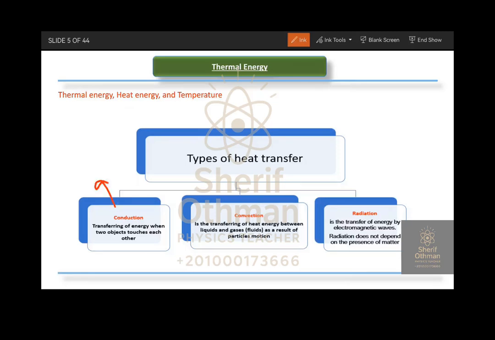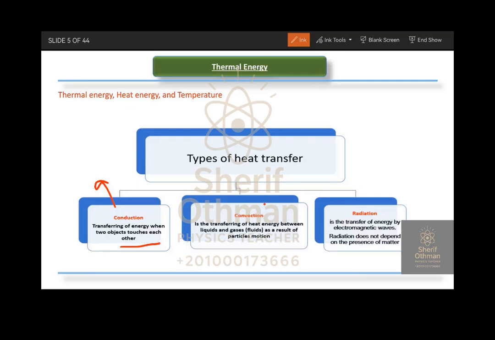Conduction is the method of transferring heat energy between two objects when they touch each other. It always happens for solids, transferring energy between solids, as solid particles are unable to move. They just vibrate in their place. So they have to do something called conduction to make the transfer of energy. Conduction is the transfer of energy when two objects touch each other.